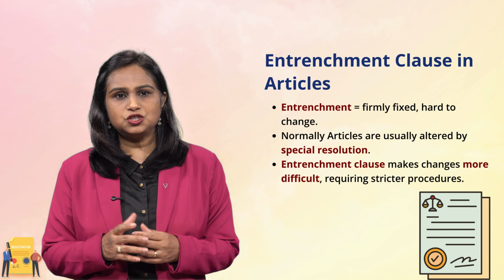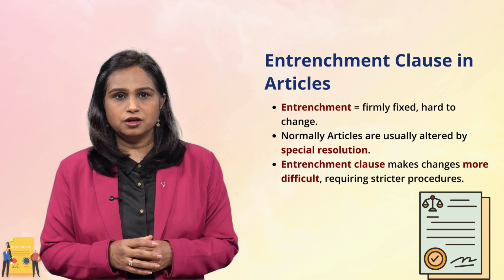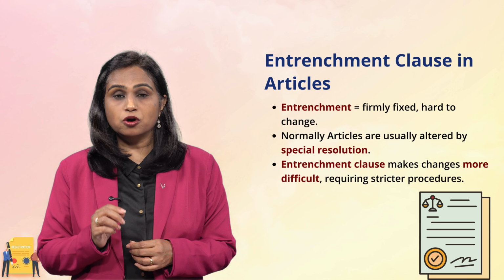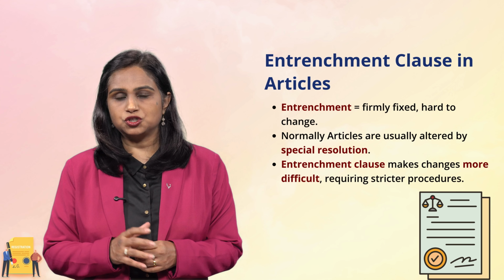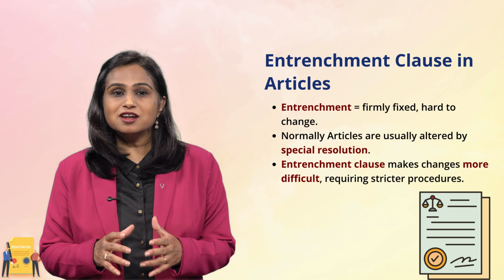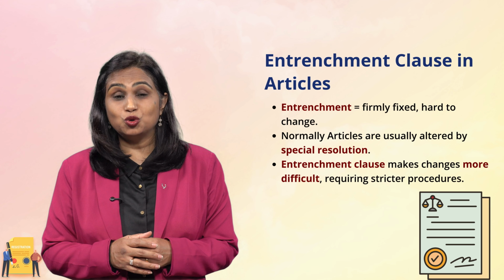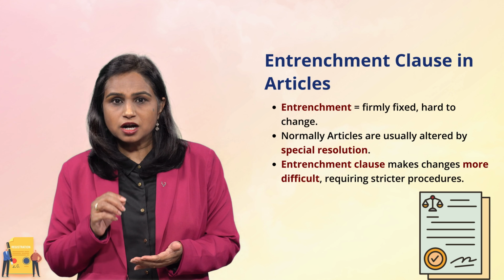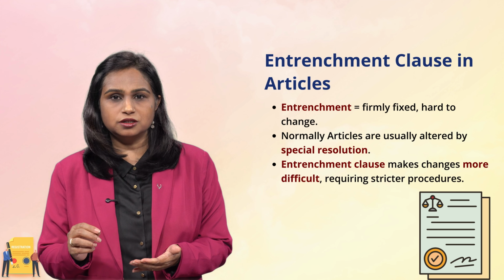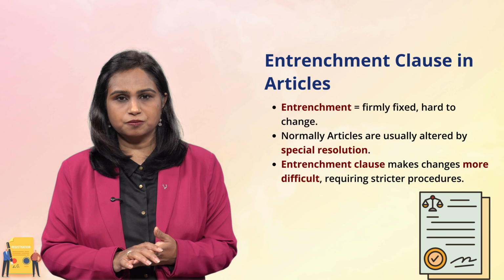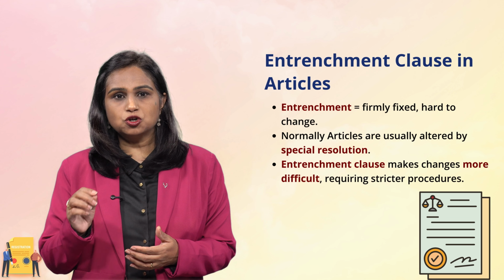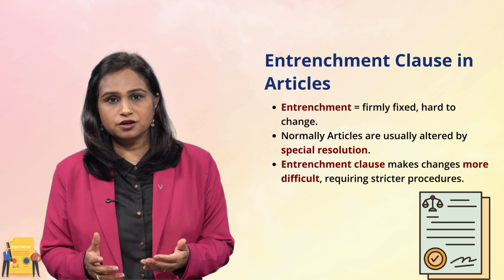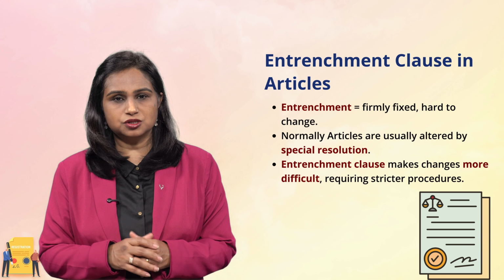Articles can also contain a clause of entrenchment. Let's understand the general meaning of entrenchment. Entrenchment refers to a deeply embedded attitude, habit, or belief that is firmly established, making it difficult or unlikely to change. For example, the notion that men don't cry. Typically, an article of association can be altered by passing a special resolution. However, the entrenchment clause, if present in the articles, makes such changes more difficult, requiring specific procedures.